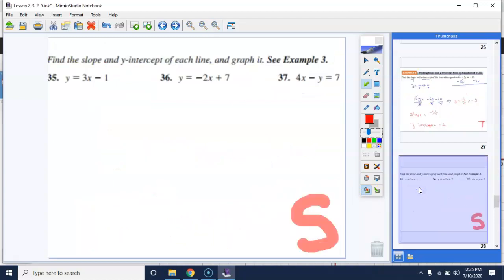Please pause the video and find the slope and y-intercept of each line. You can see it clearly on this one and this one, but on this one, as I did here, try to get y alone and you can see it easily.